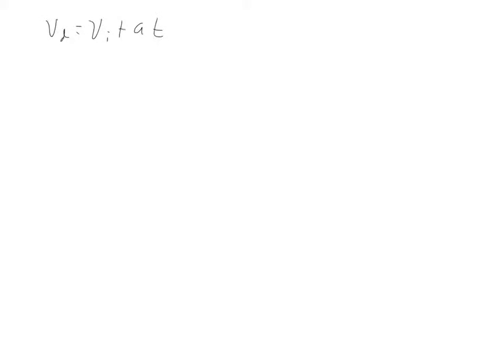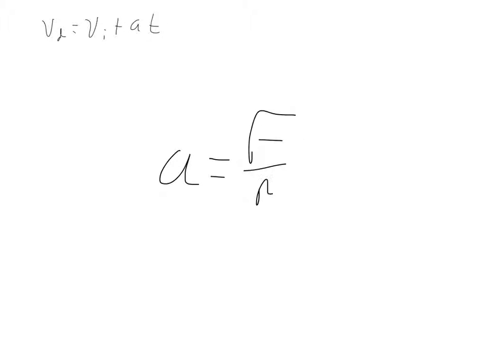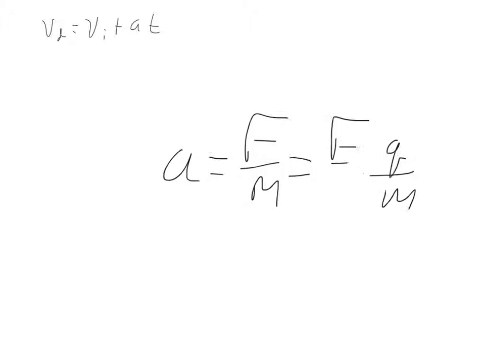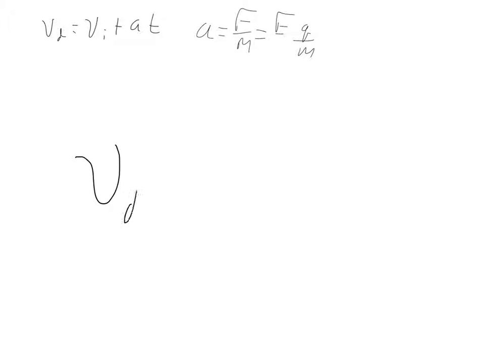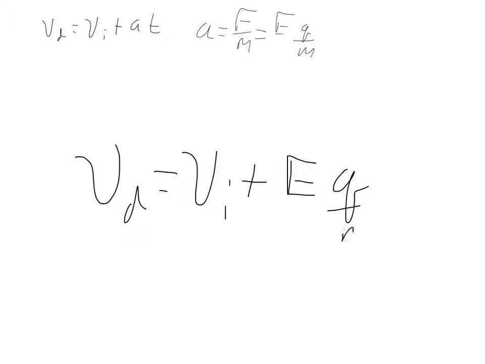And I now can say that the acceleration is equal to force over mass, and that force is going to be equal to E times Q over M. So what I'm going to do is put these all together here, and what we would say is that the drift velocity is equal to the initial velocity plus my acceleration, which is now E Q over M times time.